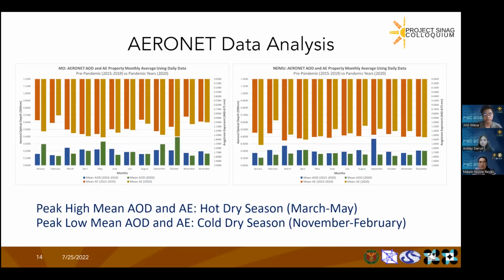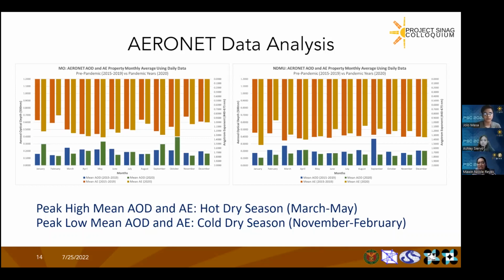For the Manila Observatory, during the pre-pandemic, the peak mean AOD values are during the hot dry season of March to May, exceeding the threshold of 0.2, which means the aerosol is heavily affected by dust. Then the low mean values occur during the cool dry season.